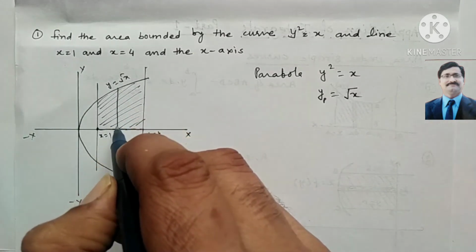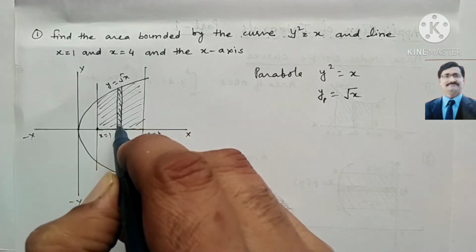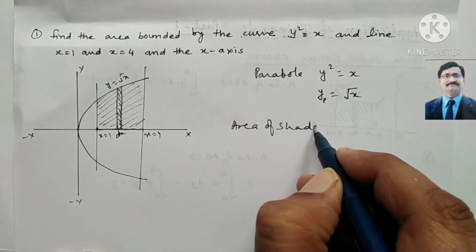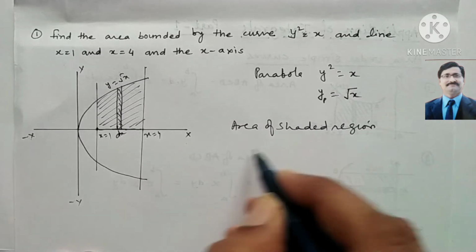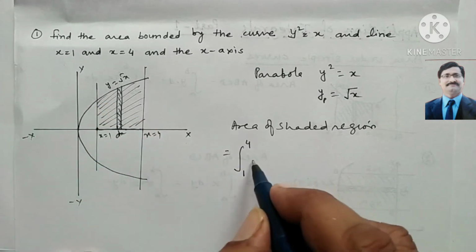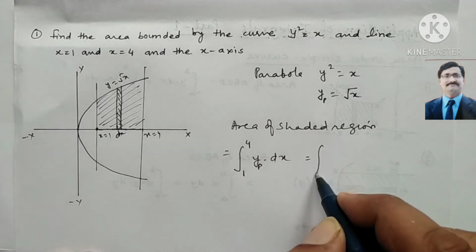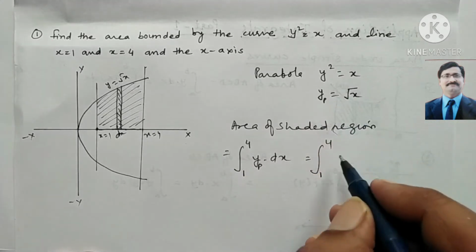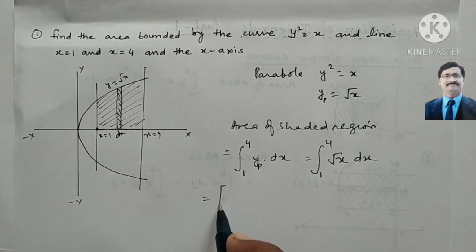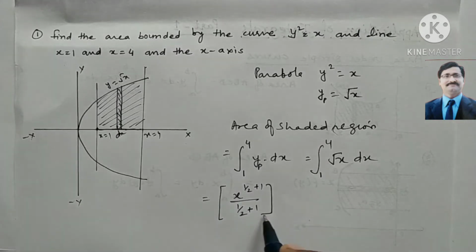Here we can make a strip, and this strip length is y and breadth is dx. So area of shaded region we can write here, the limit is 1 to 4, y into dx, and y is from parabola, so we write here 1 to 4, y for parabola is root x, root x and dx. And root x integral we know already, that is x power 1 upon 2 plus 1, upon 1 upon 2 plus 1, and limit is 1 to 4.